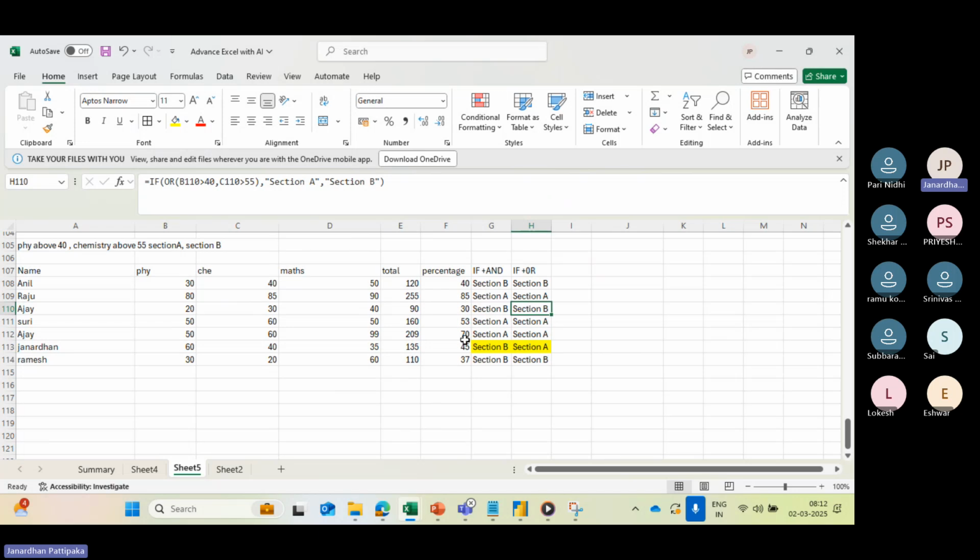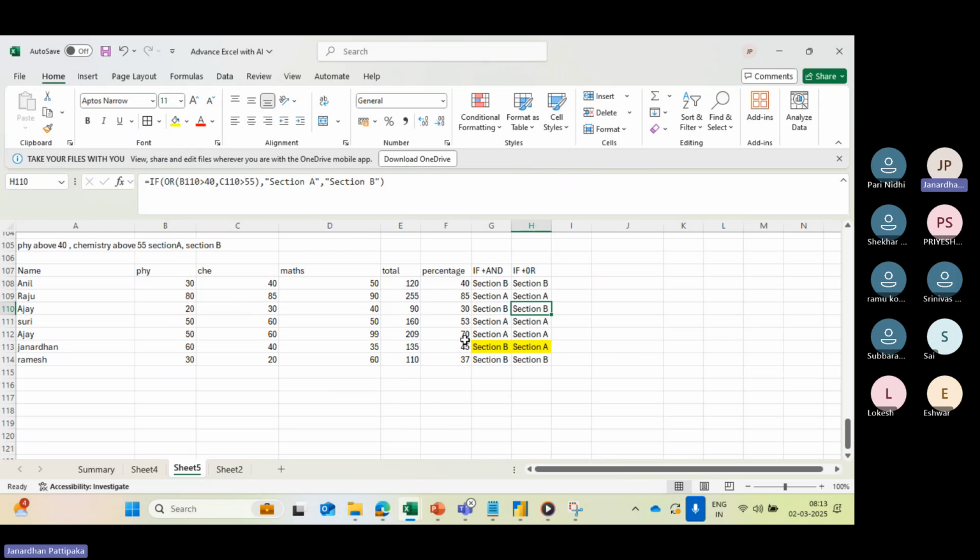Because in real time we will be using these conditions, IF along with AND and IF along with OR. So you should be very clear in the logic. If you miss the logic between AND and OR when you try to use multiple conditions, then your assumption will go wrong.